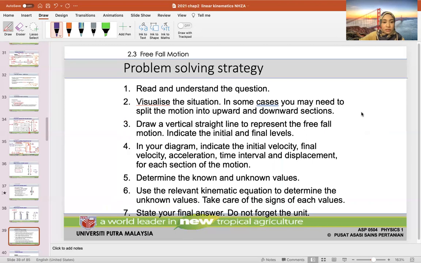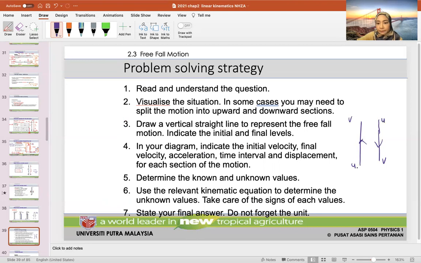Okay, so problem solving strategy. Read and understand the question as usual. Try to visualize. I would recommend you to draw. If there is different acceleration, break it into sections. If you have different positive, negative, velocity or displacement, break it into sections. Draw a vertical straight line to represent the free fall motion. And then indicate the initial and final level. So if you are breaking the free fall motion into two parts, this is your U, this is your V, this is your U, this is your V. Sorry, bad handwriting.